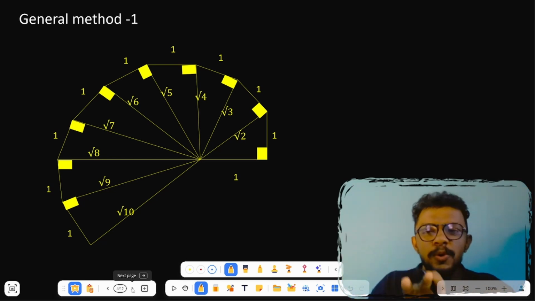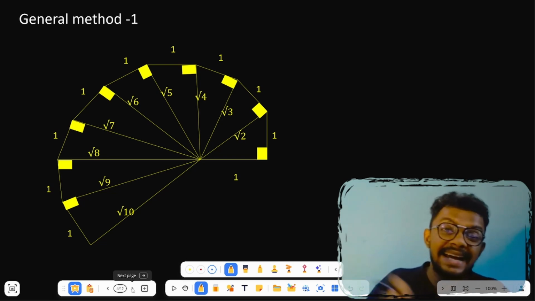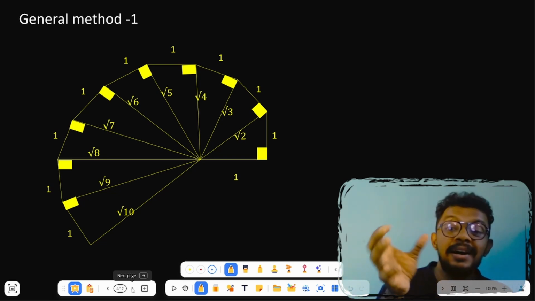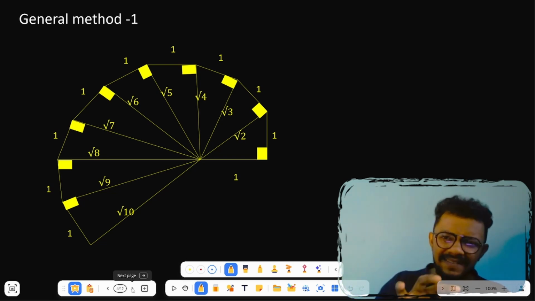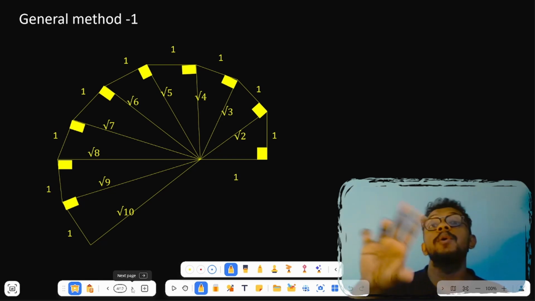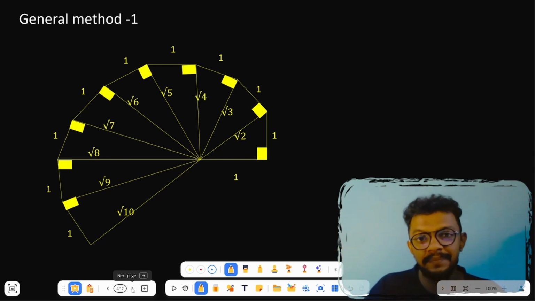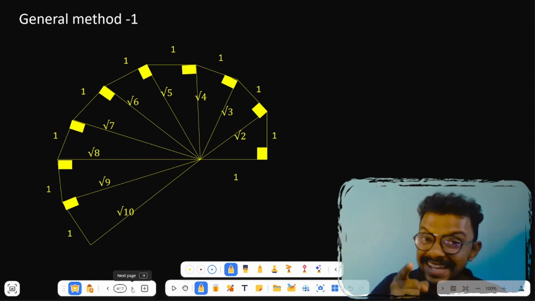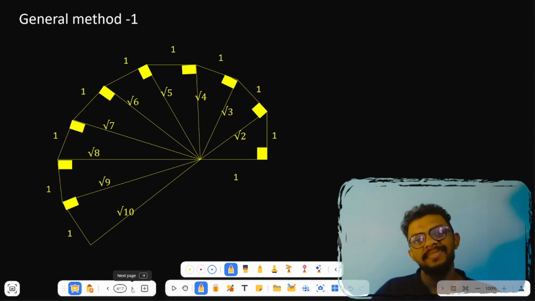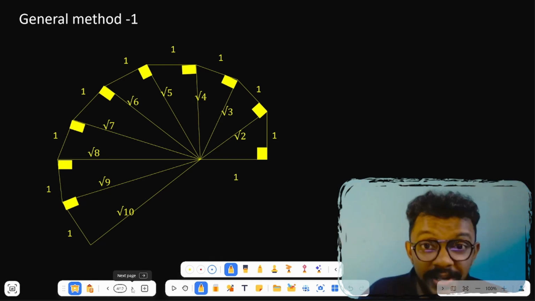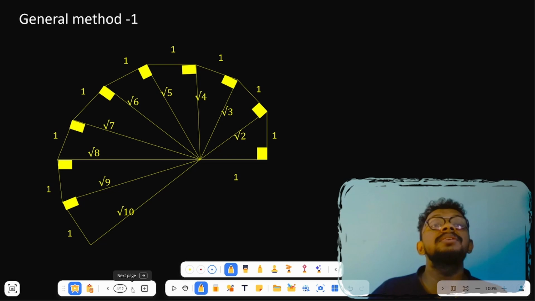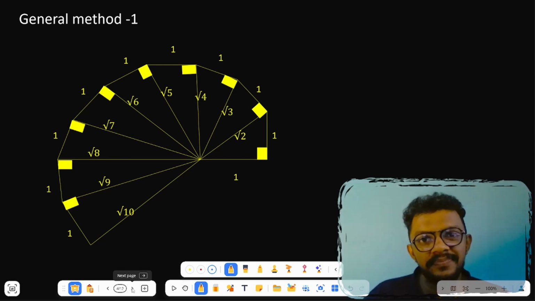If I know how to draw a rough figure, I can draw the same on the number line, and I will get some value. That value, using a compass, I can mark it on the number line. That's true. But what is a strategy? That's what we are discussing through this video: a general method to draw irrational numbers.